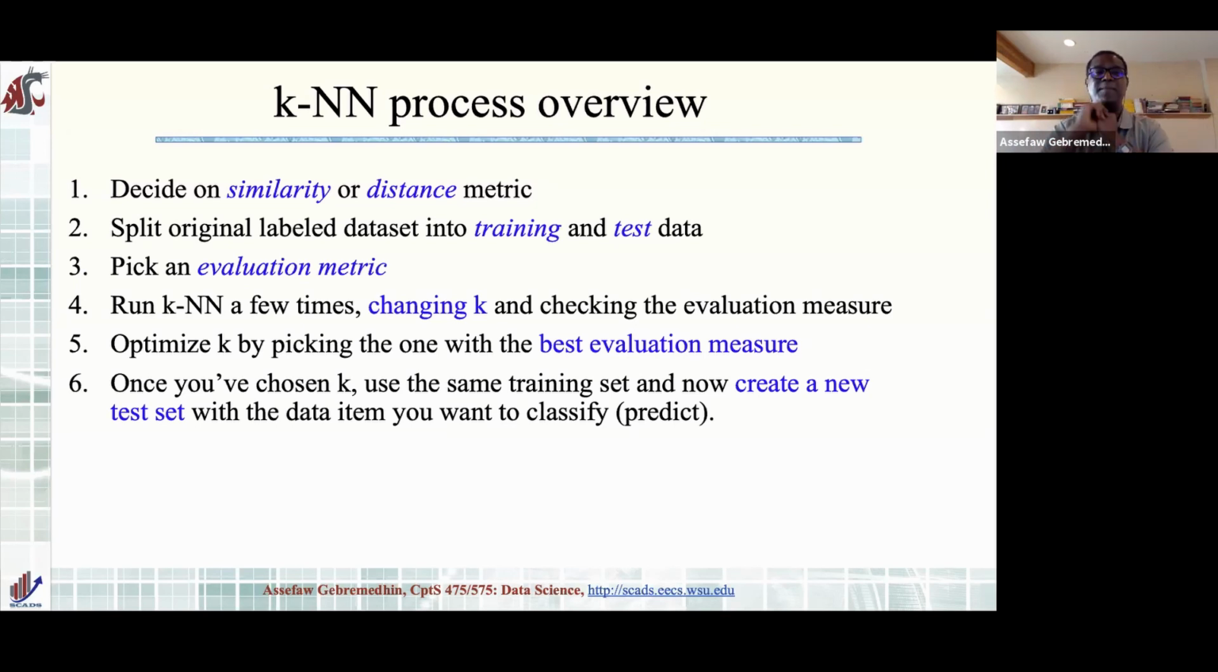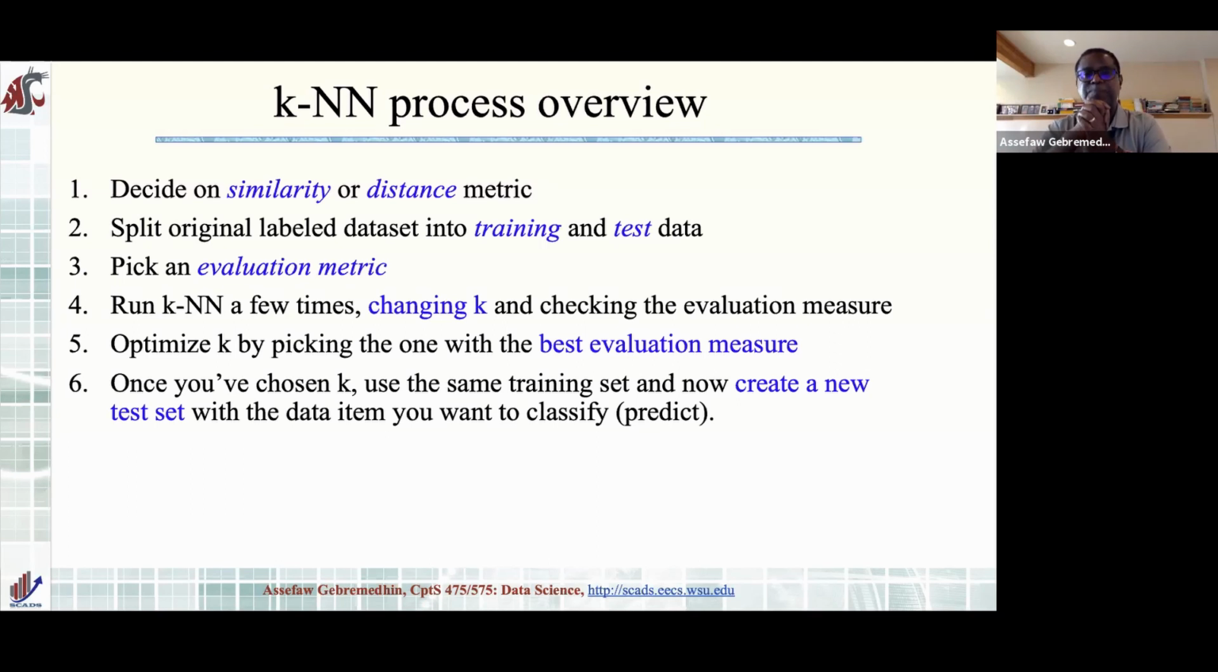So for these reasons, you would want to decide on what you would use as a similarity or a distance metric. That is point number one in this overview, and it should be in your head, and you should remember it all the time. A decision to be made and to be applied, okay?